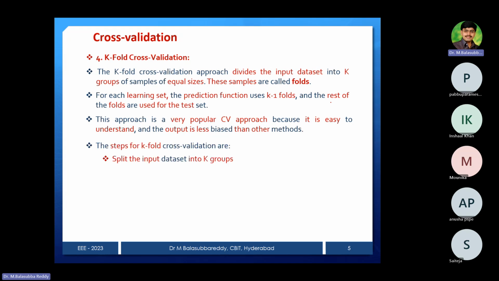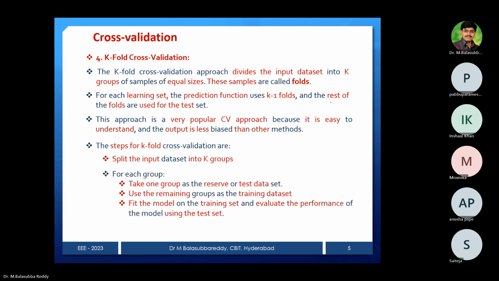The steps of cross-validation we'll see. Split the input data set into k groups. For each group, take one group as reserved or test data, because it is theory. Normally, when you are writing a Python program, this is how we send the data for testing and training the model. This mechanism you must remember, so that you can write the sequence in a Python program. Anyhow, for your case, the programming part is not there at the moment.